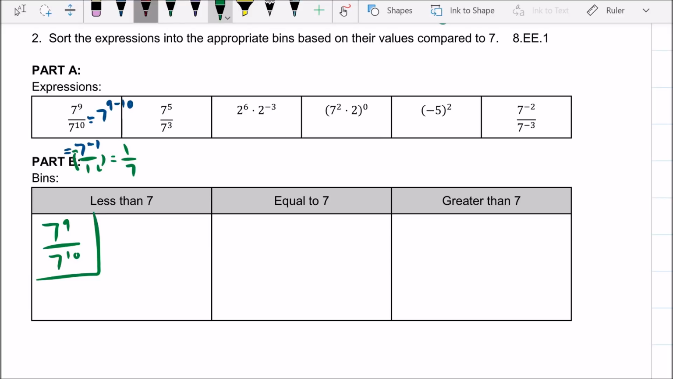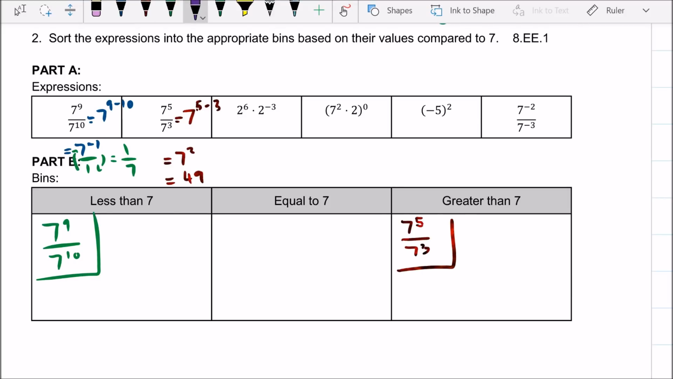Now the second problem, we have the same problem but different numbers. So we're going to subtract the exponents. One more time, when you divide powers with the same base, we subtract the exponents. 7 to the fifth power minus 3 gives me 7 to the second power, which is 49. And 49 is greater than 7, so we will put that into the last box. 7 to the third power, and go ahead and box it.